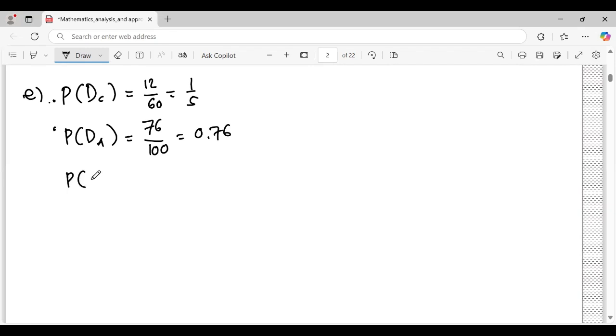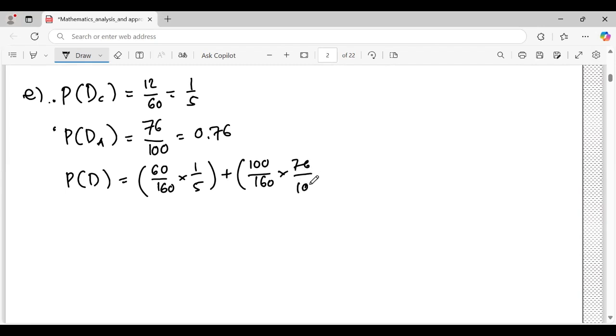So the probability of dark chocolate is 60 over 160 times 1/5 plus 100 over 160 times 76 over 100. And if you calculate, the result is 0.55.